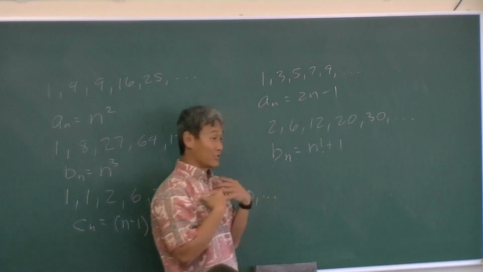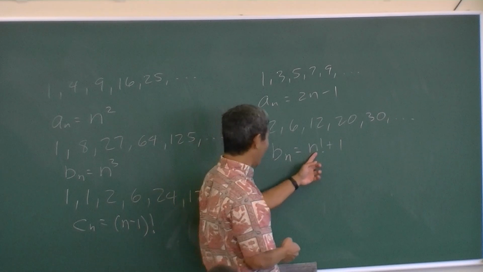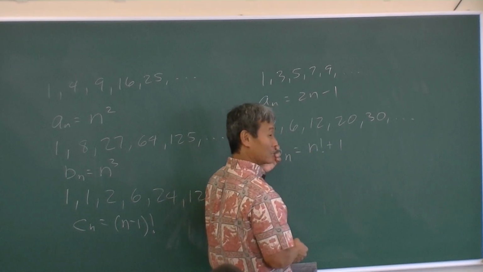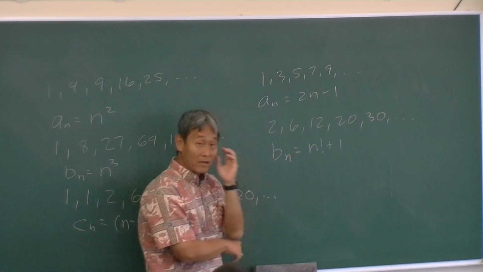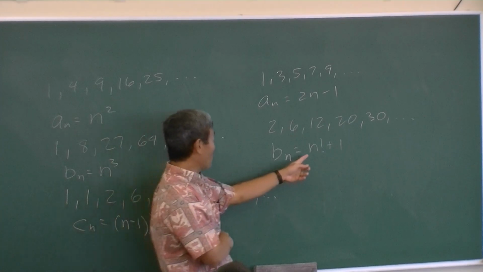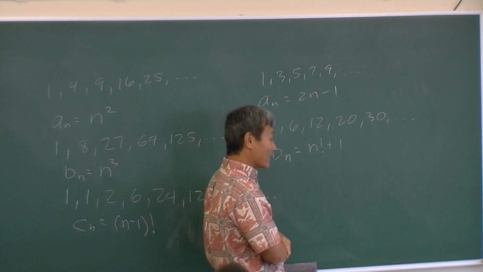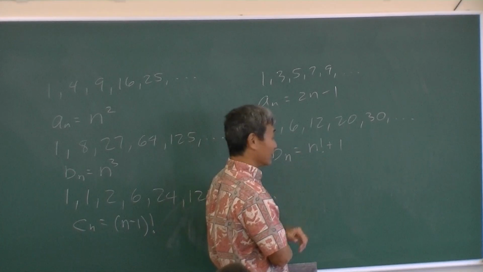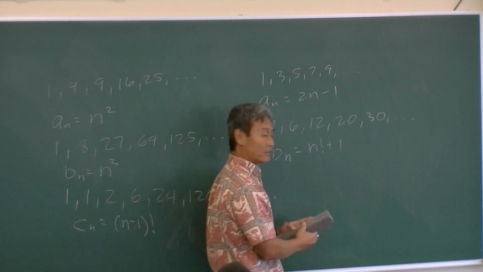Okay, this is how you check to see if it's right. If I plug in 1, do you get this? If I plug in 1, do you get that? Yes. If I plug in 2, do you get that? No. Okay, so you're wrong. That's how you tell.